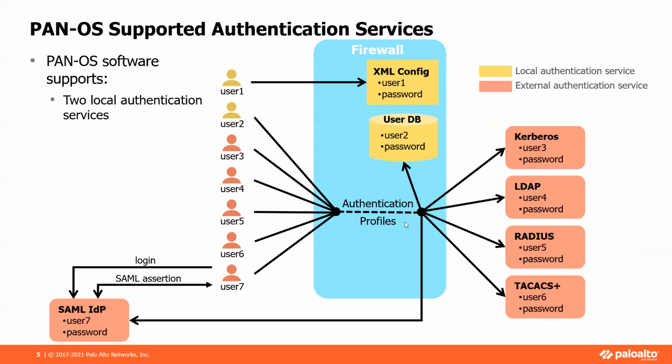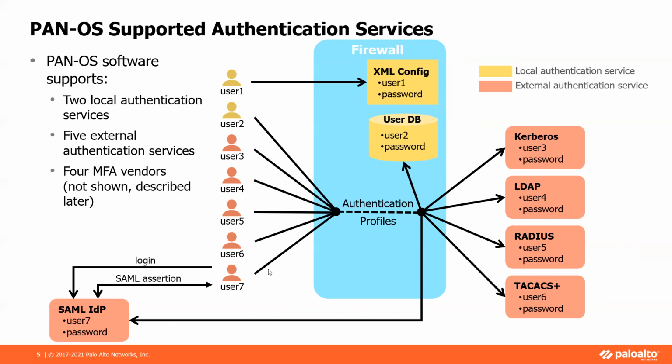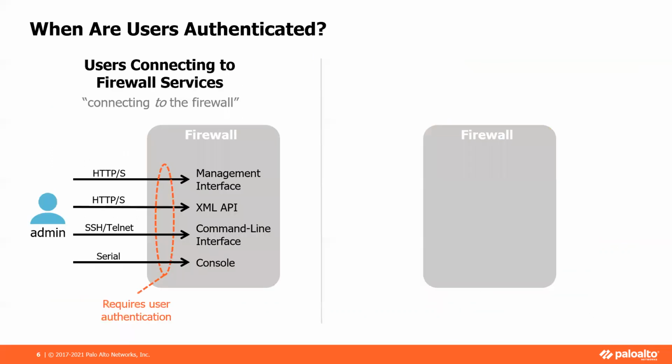Other users may use other authentication profiles that go out to other services. As I mentioned on the last slide, we talked about a user database as well as a Kerberos server, LDAP, RADIUS, TACACS, and you could even use SAML authentication here as well. So there are 5 external services offered within a Palo Alto. 4 of those have multi-factor authentication, which are not shown. They're described in a later chapter.